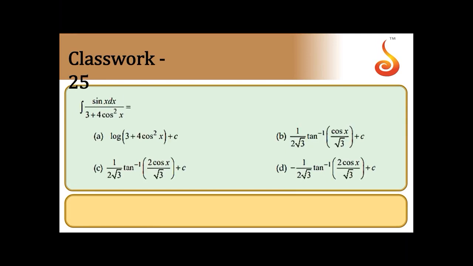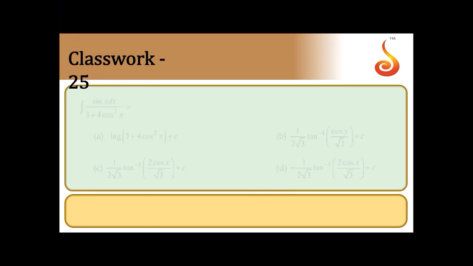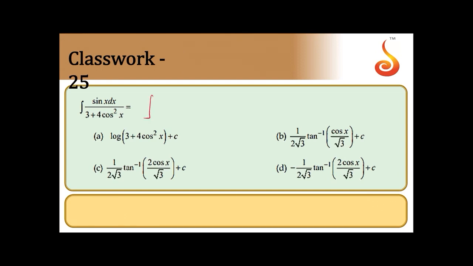Coming to the next one, integral of sin x divided by 3 plus 4 cos square x. Of course, this can be written as integral of 1 divided by (root 3) taken whole square plus (2 cos x) taken whole square, and the derivative of 2 cos x is nothing but minus 2 sin x into dx, and minus half of it. So it is minus half.